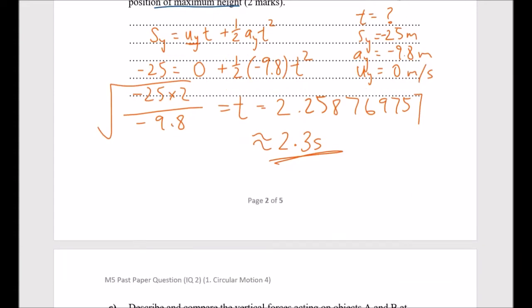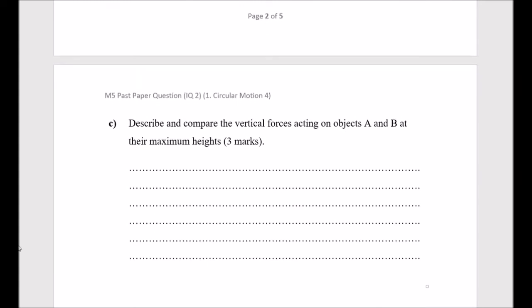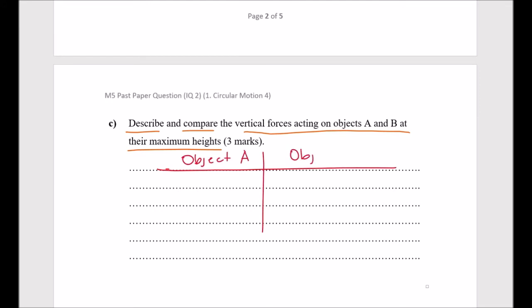All right, question C. Describe and compare the vertical forces acting on objects A and B at their maximum heights. Okay, so this is something that's quite unique to physics, but I'm going to do my comparison as a little table. I'm going to say object A, and I'm going to say object B. This is just to do my comparison.